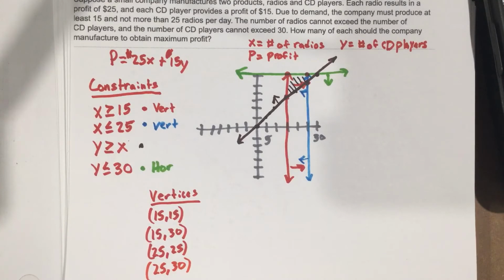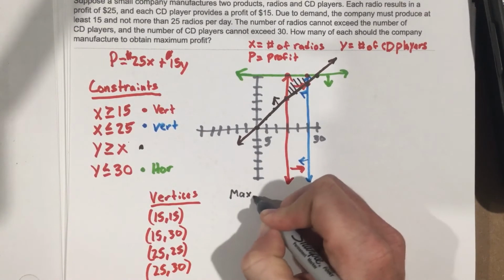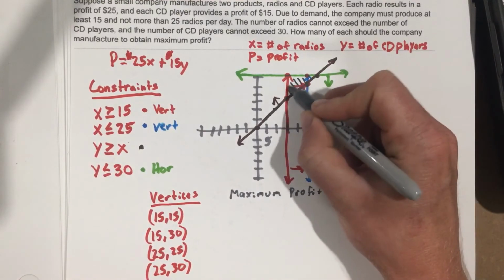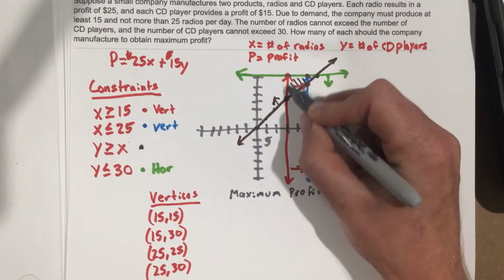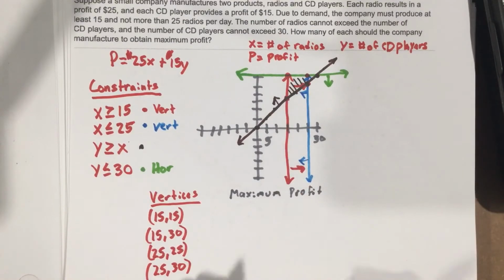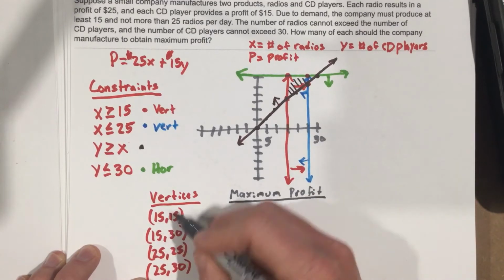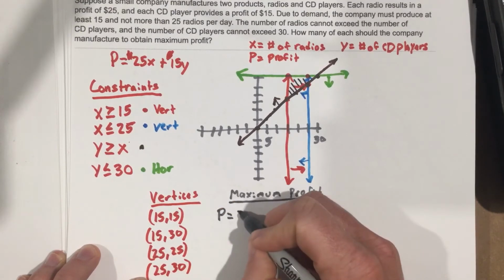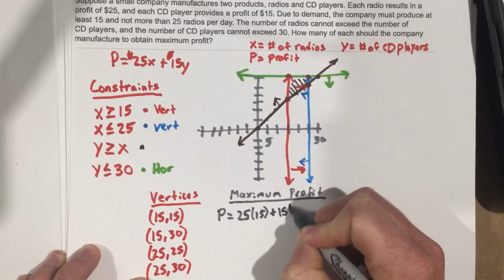All right. Now remember, we want maximum profit. So because we want maximum profit, any solutions in the middle aren't going to maximize this, right? We know the maximum profit is going to be somewhere on the edges. It's going to be one of the vertices. So we just got to check those vertices. We're going to plug 15, 15 into our profit equation. So P is going to equal 25 times 15 plus 15 times 15.